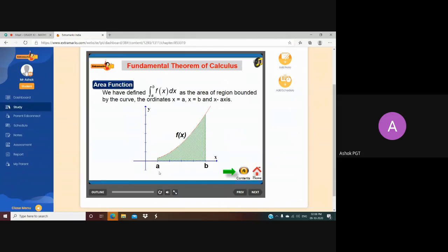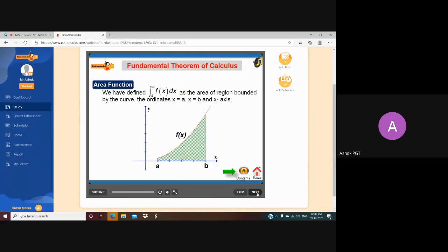x is equal to A is the left limit, x is equal to B is the right hand side limit. Upper curve function is f of x. Lower curve function is the x-axis, which is y is equal to 0. That's why we say that it is an area function. We have defined the integration of A to B f of x dx as the area of the region bounded by the curve, the ordinates x is equal to A and x is equal to B, and the x-axis. I hope you can understand the meaning of this content now.